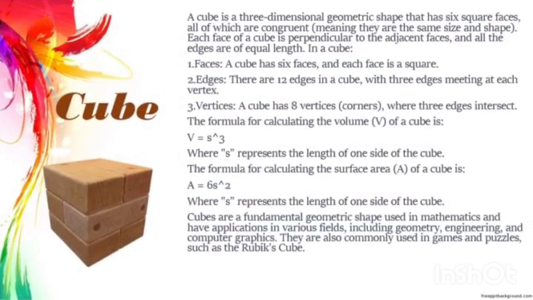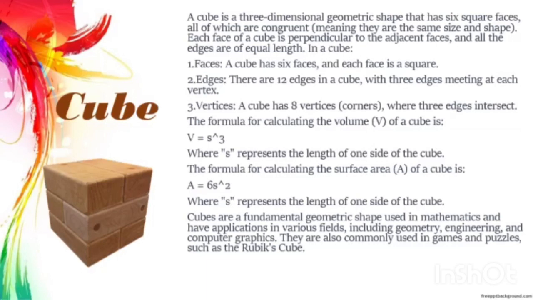Cube. A cube is a three-dimensional geometric shape that has 6 square faces, all of which are congruent, meaning they are the same size and shape. Each face of a cube is perpendicular to the adjacent faces, and all the edges are of equal length.